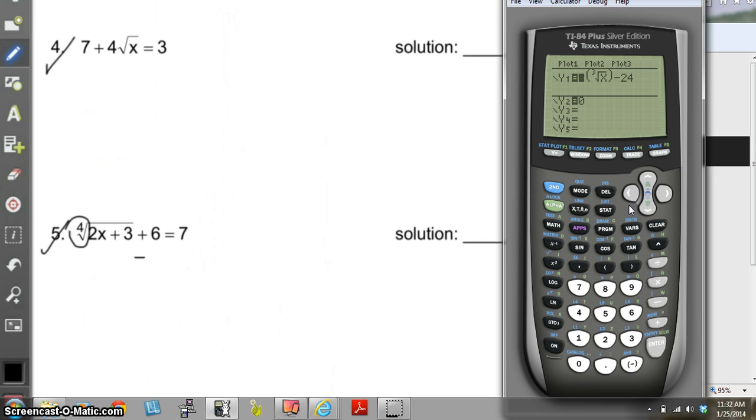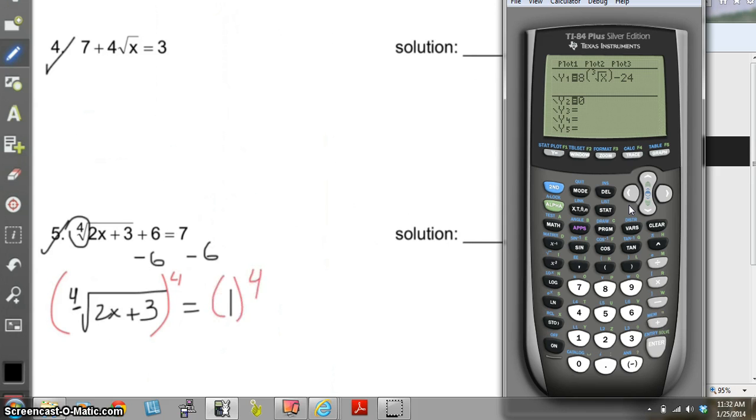You have to isolate the radical, so you subtract 6 from both sides. So you will get 4th root of 2x plus 3 is equal to 7 minus 6, which is 1. Now since the index is 4, you have to raise it to the 4th power. Since the power and the index are the same, the radical is gone, so you will get 2x plus 3 is equal to 1 times 1 times 1. So 1 to the power 4 is just 1. And then you subtract 3 from both sides.